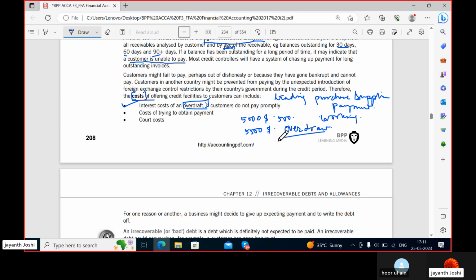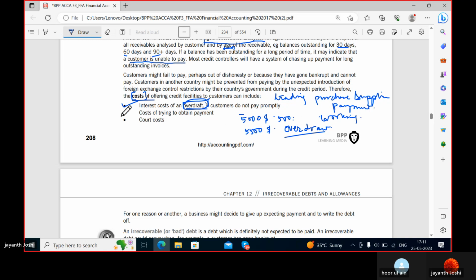That facility is given by banks to business enterprises, because in business sometimes the expenses can be more, sometimes income can be more. So if customers are not making prompt payment, the business has to take this overdraft facility from the bank. Do you understand?